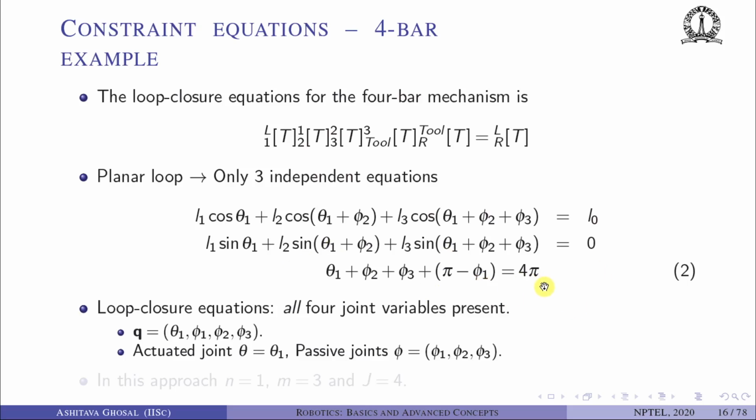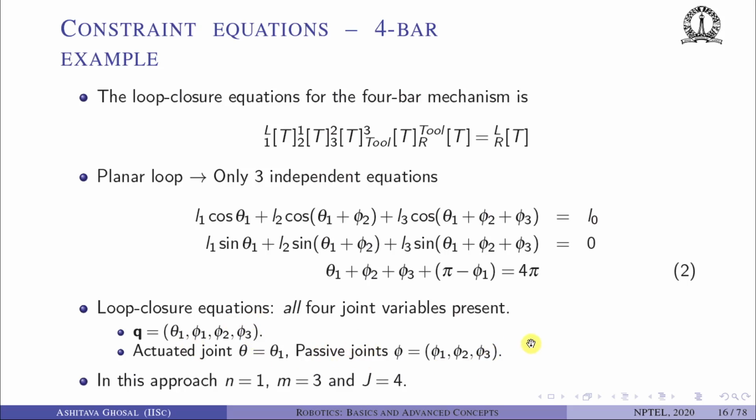Okay, so in this case, what you can see is this loop closure equation contains all four joint variables theta 1, phi 2, phi 3 and phi 1. Okay, all the four joint variables are shown here. The actuated joint variable is theta 1. Most of the time in a 4-bar, the crank, which is theta 1, is the one which is actuated.